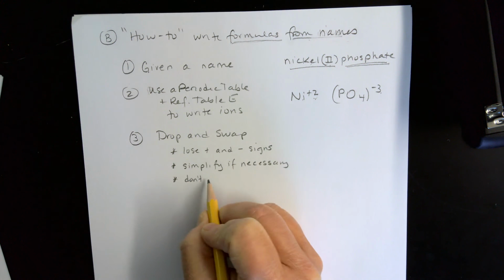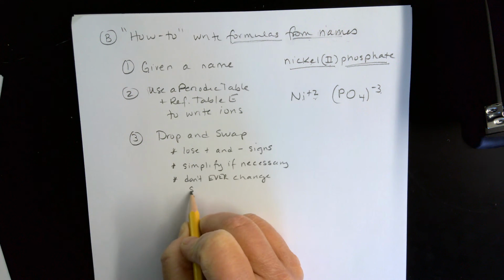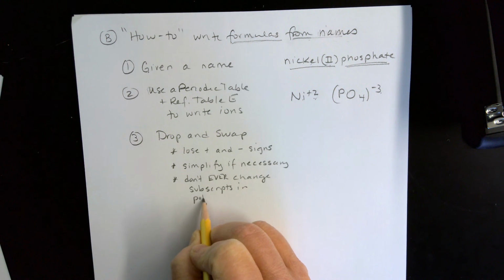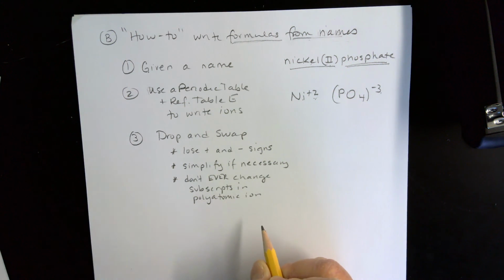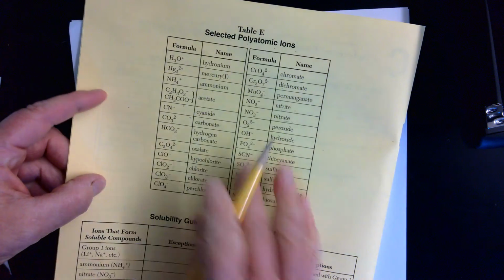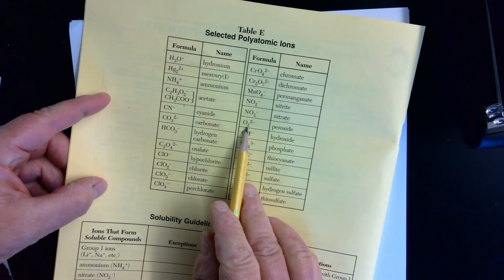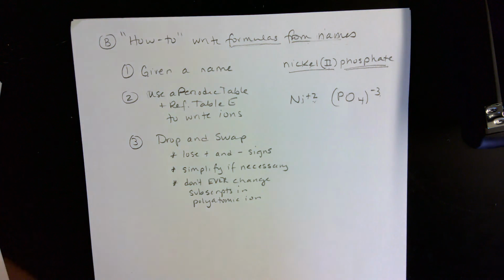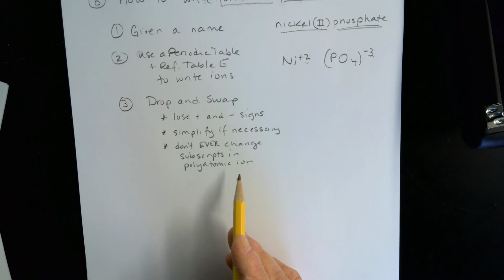Another thing to remember is don't ever change the subscripts in a polyatomic ion. So in other words, if you see a subscript and it's part of one of these polyatomic ions, like for example this 4 or this 2 or this 3, those numbers are kind of sacred. You don't touch them. They are part of the polyatomic ion, and you're never going to change them.